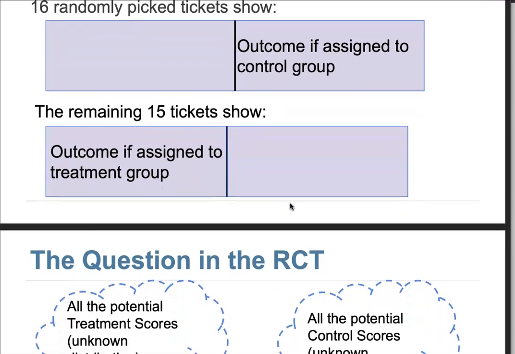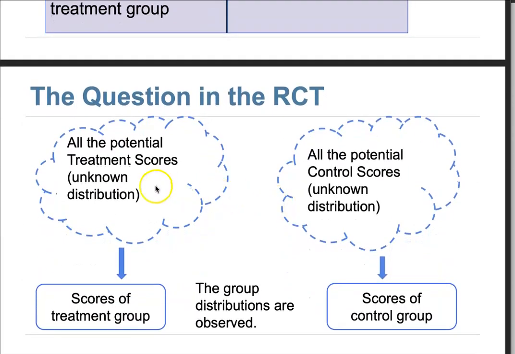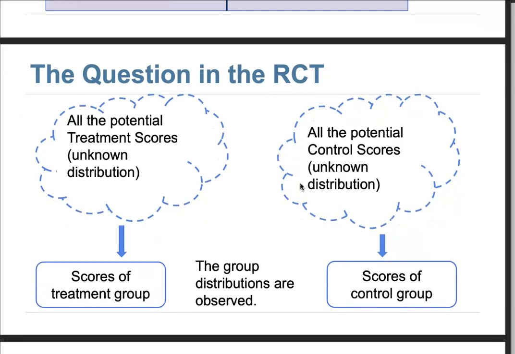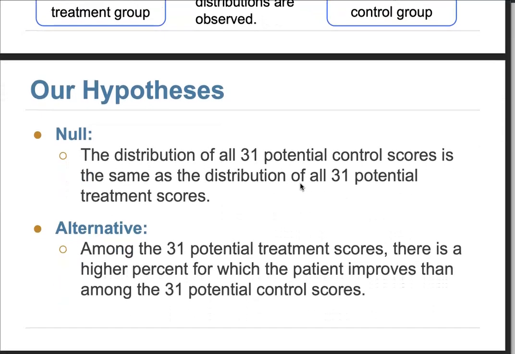So after we do this, of course, our null hypothesis always states the two groups have no different result. Of course, your alternative will be they are different. That's why all the potential treatment scores are in an unknown distribution, either treatment group or control group. Under the null hypothesis, the distribution of the 31 potential control scores is the same as the distribution of all the 31 potential treatment scores. So they are the same.